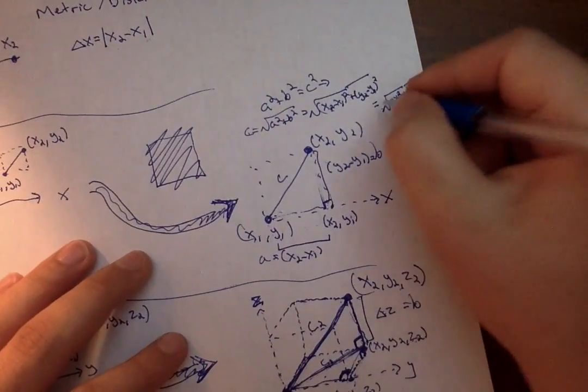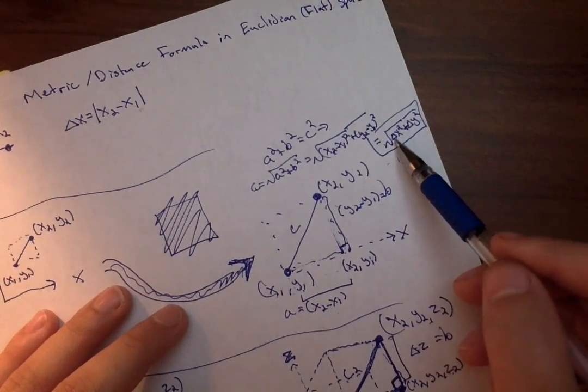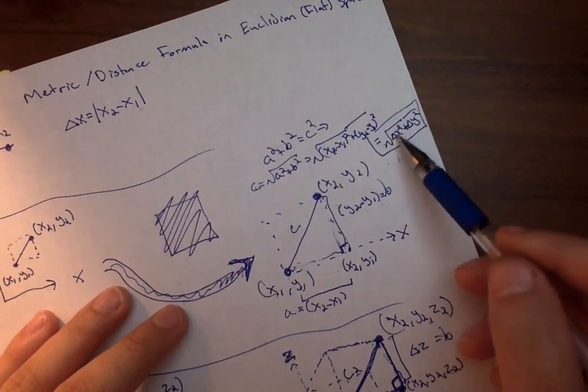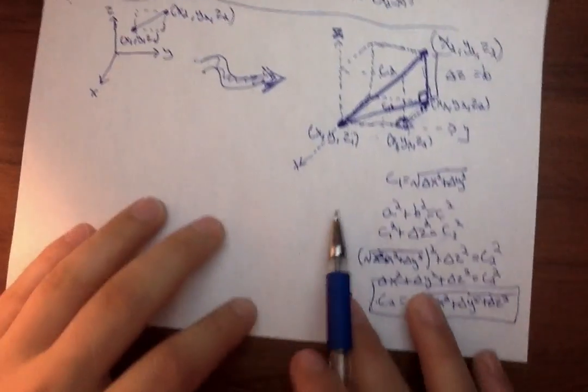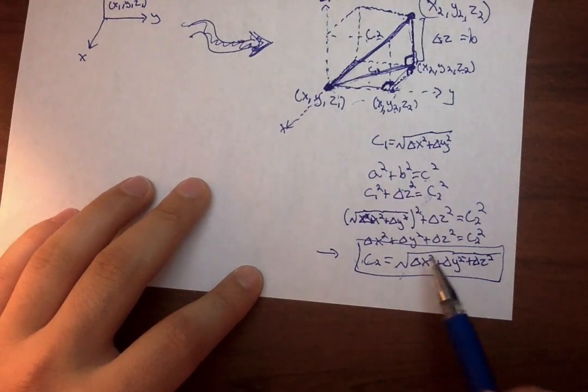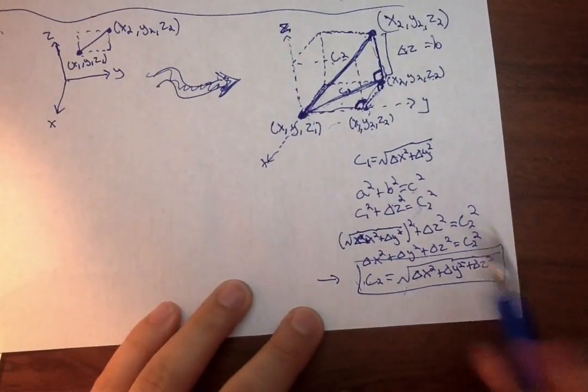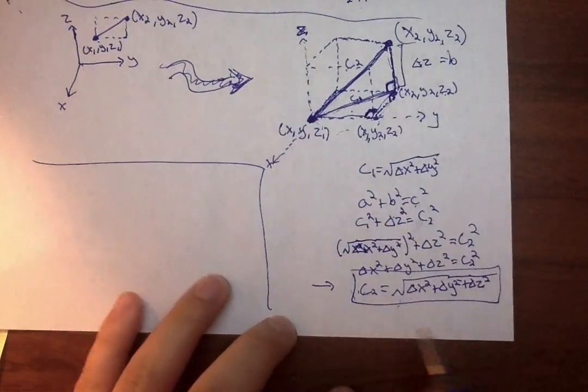So I want you to notice how similar this looks to the formula we already found here. In 2 dimensions, with just x and y, the distance formula is the square root of each dimension squared. In 3 dimensions, we have the exact same result. We have the distance formula is equal to the square root of all 3 components squared. That's not a coincidence. We can expand this to higher dimensions.